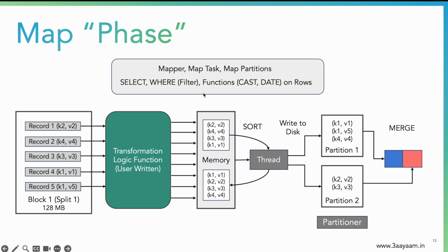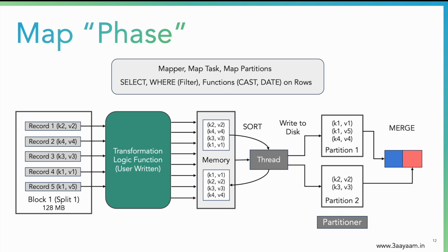Then we have functions like converting the data type, which is the cast function in SQL, then converting the data type to date or doing some date operations, which is the date function in SQL, etc. Now, as users, we have to write this logic. We'll have to write this transformation logic in the function here. So these are the things that are done by the map phase.